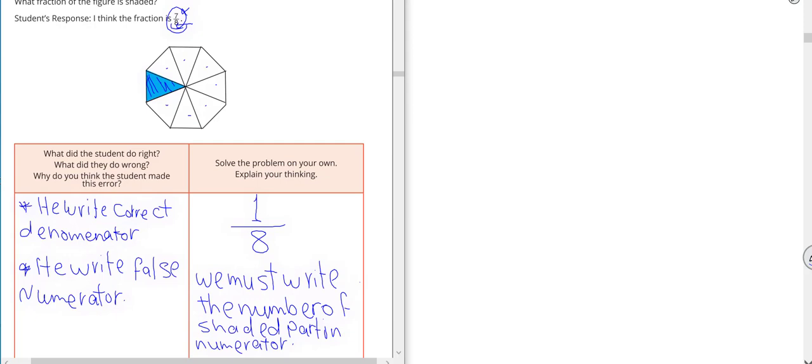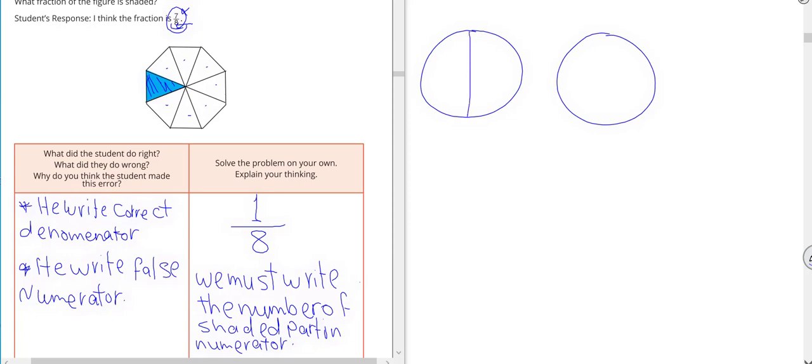Listen today. If we have two pizzas of the same size and cut them into halves, this part is half and this part is half. The half of the first pizza equals the half of the second pizza.